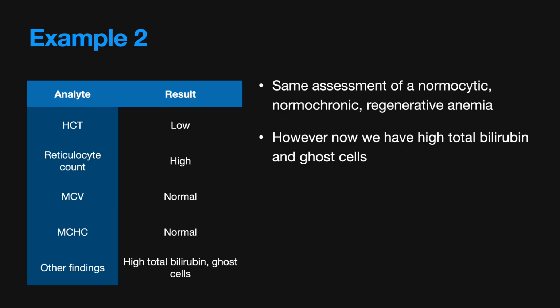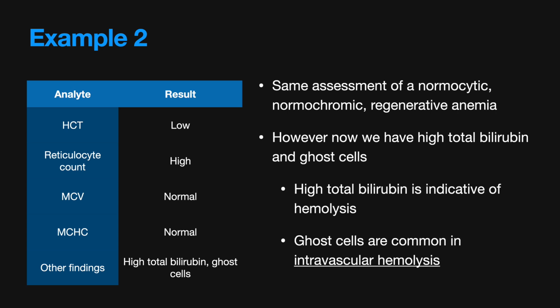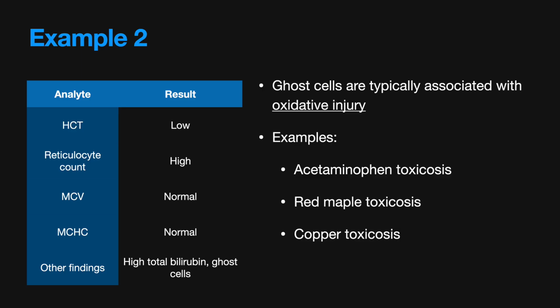For the next case, we have the same assessment of a normocytic, normochromic, regenerative anemia. However, now we have a high total bilirubin as well as ghost cells. High total bilirubin is indicative of hemolysis, where there is release of bilirubin from the damaged cells. Ghost cells are a common finding in intravascular hemolysis. In particular, ghost cells are associated with oxidative injury. Potential causes of oxidative injury could include acetaminophen toxicosis, red maple toxicosis, or copper toxicosis.